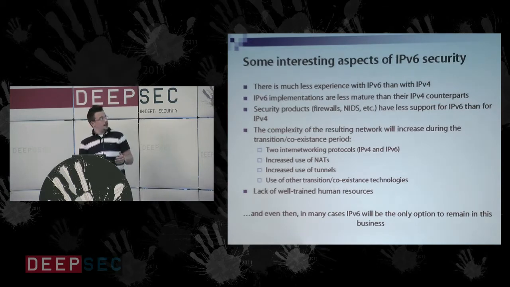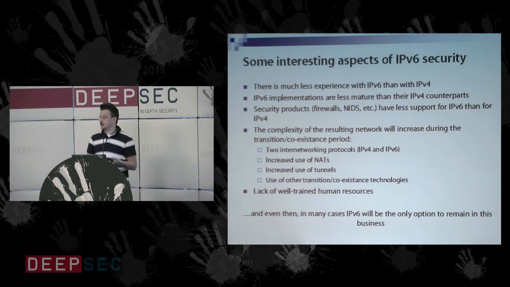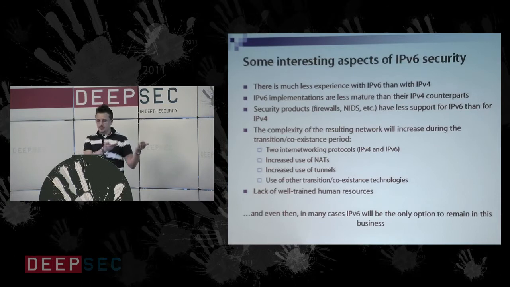Even though by looking at this you would probably have a very negative impression of what the situation is right now, the thing is that for many organizations, IPv6 is the only thing that you have on the table to remain in this business, which essentially means that if you want to continue incorporating new customers, you need to give them IP addresses, and the only thing that we have on the table to do that is IPv6. So you will be sort of forced to deal with these things.